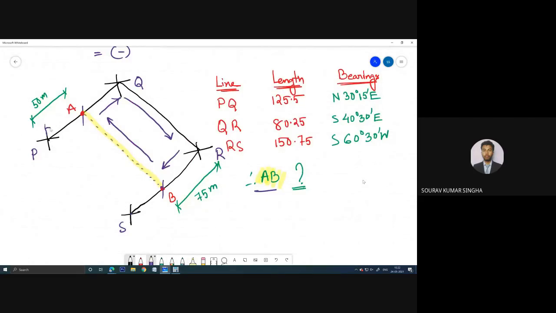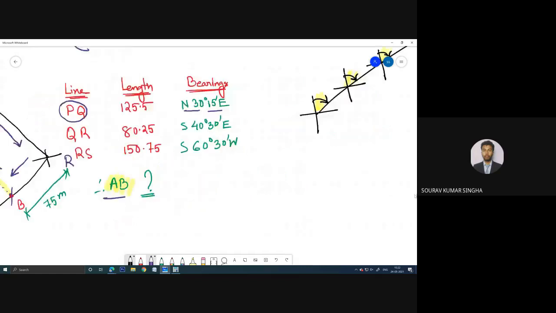Here in this question, this bearing is given. That means the bearing of PQ, we can see, is north 30 degree 15 minutes. So if this bearing is 30 degree 15 minutes, definitely it will also be the same, right? Am I clear? So when solving this numerical, now you got this value.